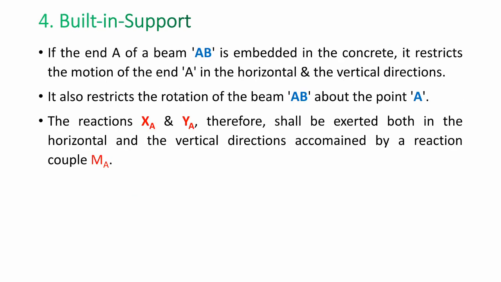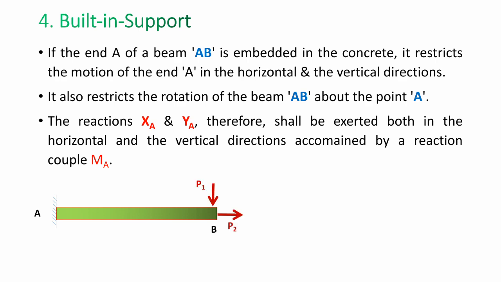And if the end A of the beam AB is embedded in concrete, then the next support is the built-in support. In the first case we took the roller support and the knife edge support. In the next one we took the hinge support and the roller support. In the fourth one, one end of the beam AB is inserted in the wall. What kind of motions is it going to restrict? There we can see graphically the two ends A and B, and A is inserted in the wall.